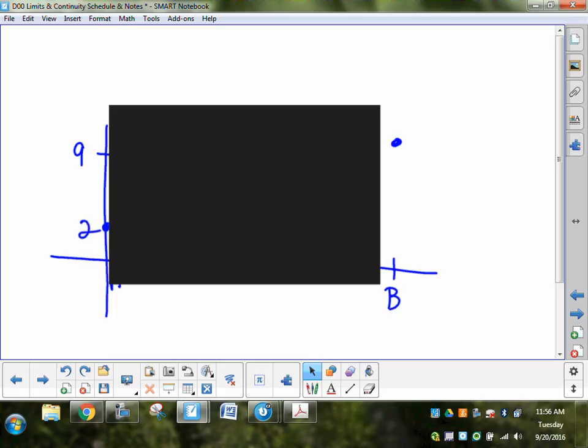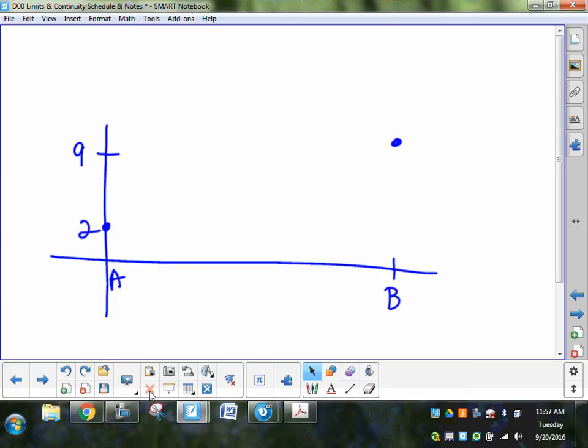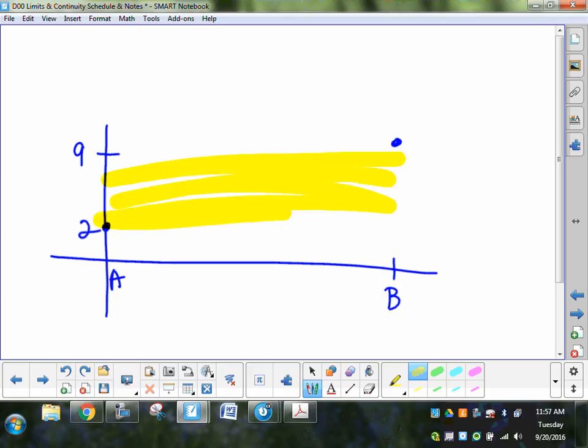7. Now, are you guaranteed to hit 1? Is it impossible to hit 1? No. You could draw a function that's continuous from A to B that hits that. That's called your intermediate value theorem. So these values here, you're guaranteed to go through and hit.